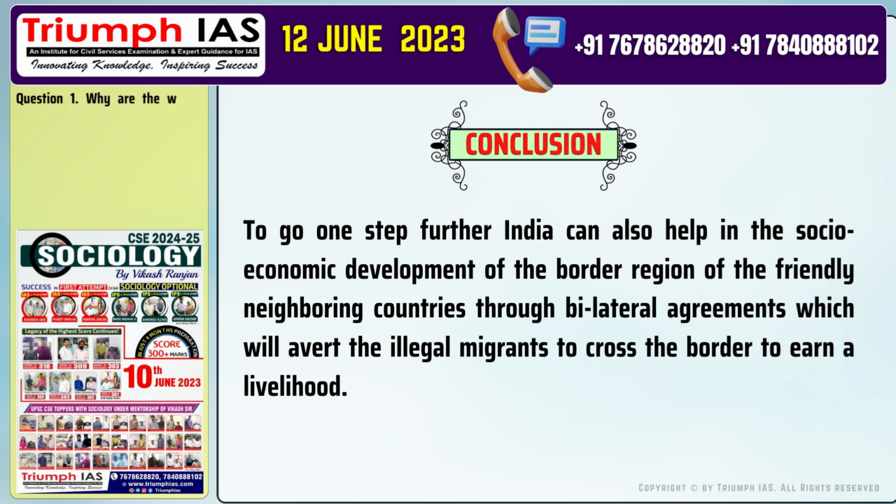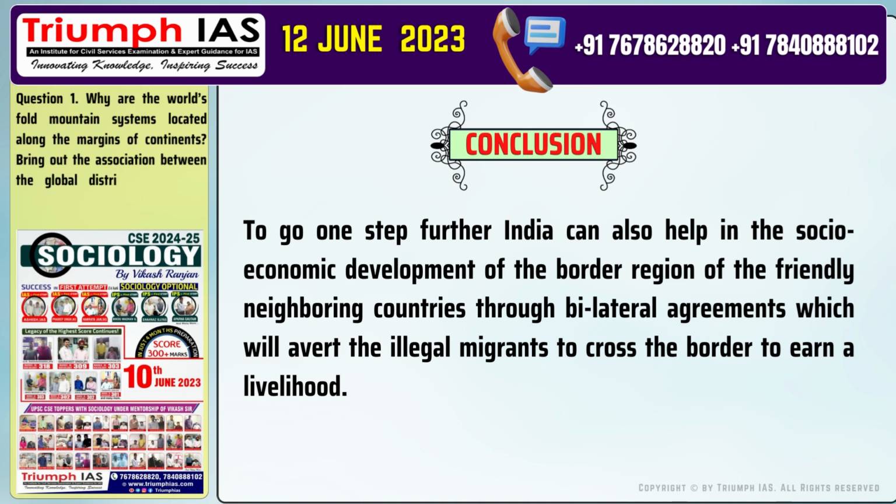Conclusion of the answer: to go one step further, India can also help in the socio-economic development of the border region of the friendly neighboring countries through bilateral agreements, which will deter illegal migrants from crossing the border to earn a livelihood.